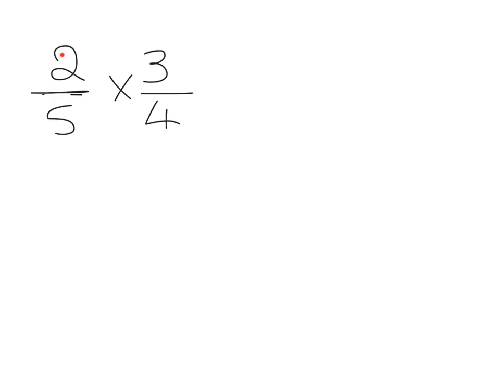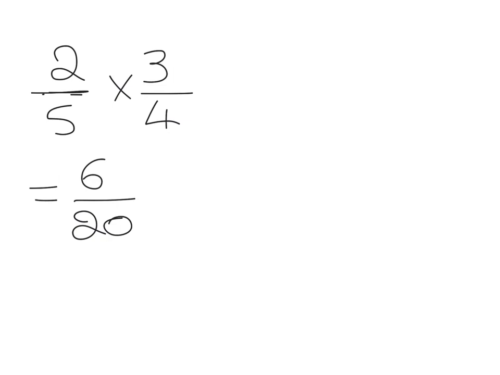Okay, we've got 2 over 5, and we're timesing 3 over 4. So top times top, bottom times bottom. So 2 times 3 is 6, 5 times 4 is 20. Right, so we've got 6 over 20.